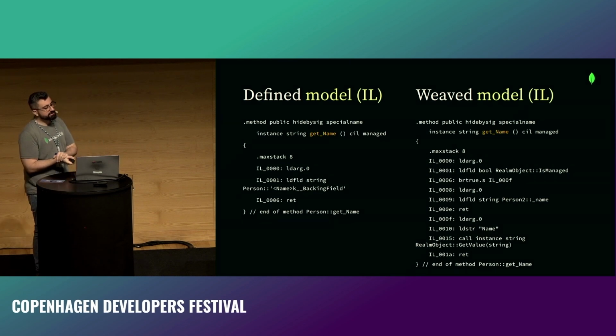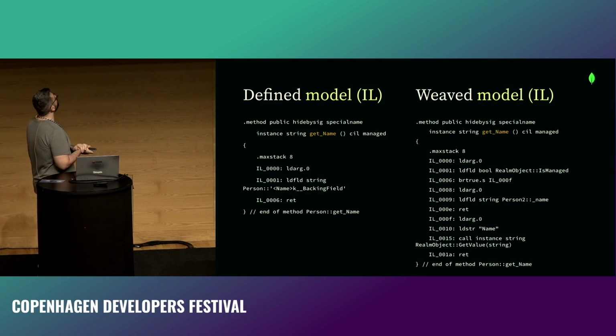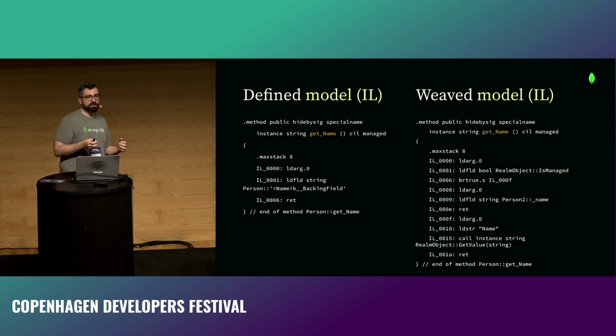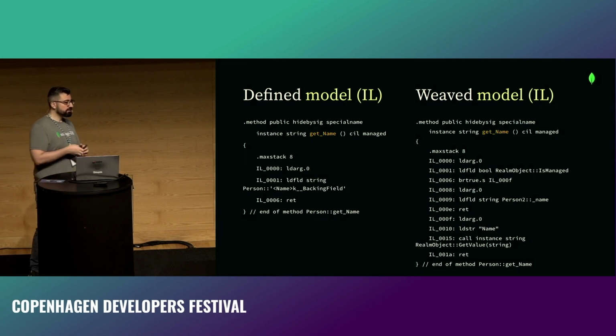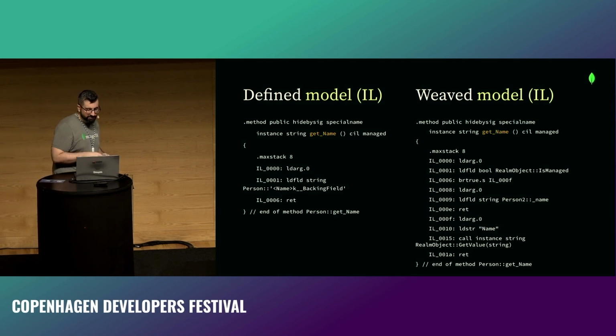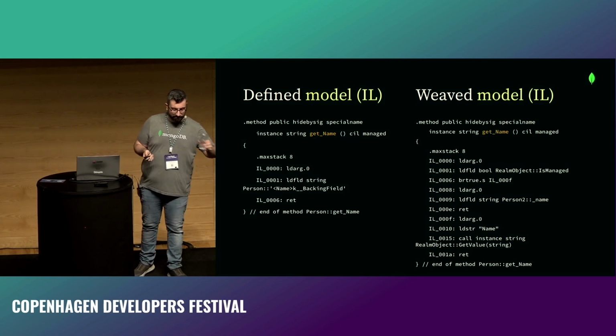Just to give you an idea about what is happening with, let's say, a simple string property. What you see here on the left is how your IL code looks if you open a project and just write a getter for a string property. And on the right, you see how it looks after the weaving process has been done. And this is just for a simple property, because if you have a collection, for example, it becomes much longer.